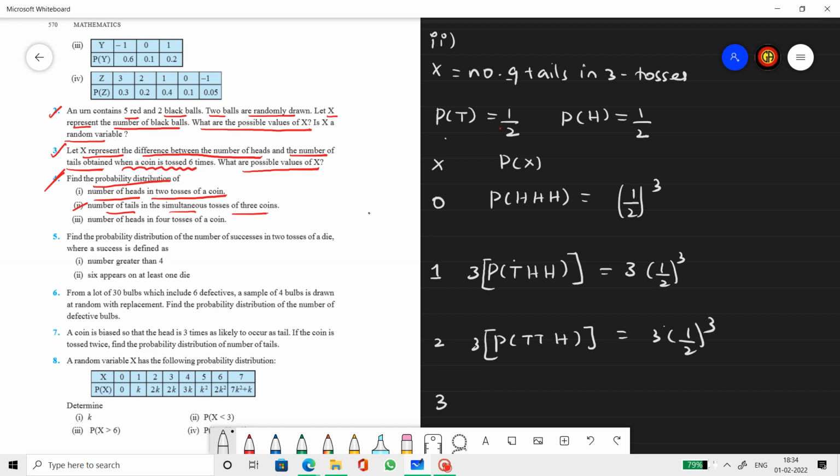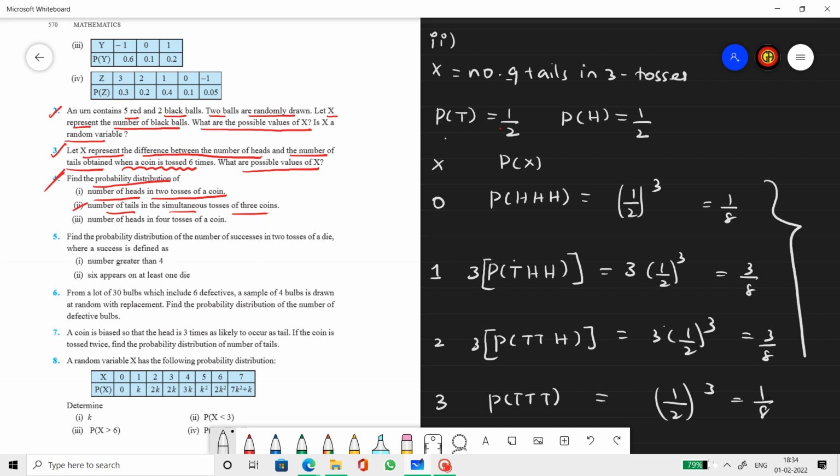Now the last one is getting tail in all cases, which is 1 by 2 the whole cube. So if you simplify this, this is 1 by 8, this is 3 by 8, this is also 3 by 8, this is 1 by 8, and add everything, you will get 1.